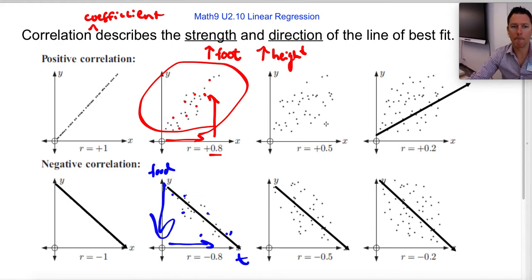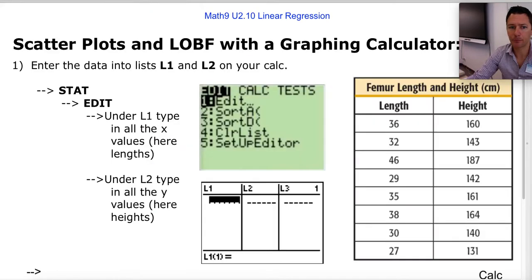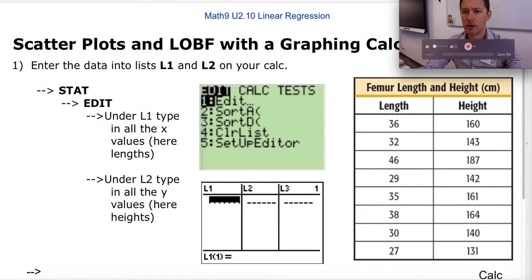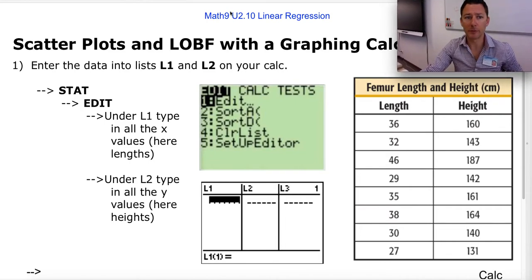Okay. This number is a big, ugly calculation, and we're going to get our calculators to do it. And that's what the correlation coefficient, it's called the R value that we just turned on, is going to do for us. So let's get crack-a-lackin'. Okay, so here's data for the femur length, the leg bone length, and height.